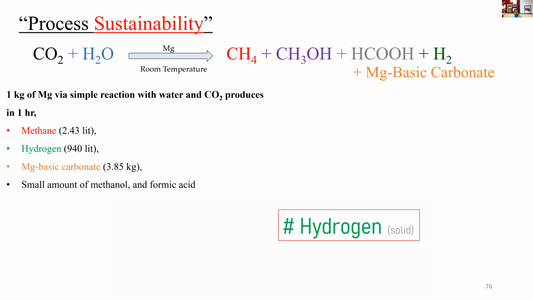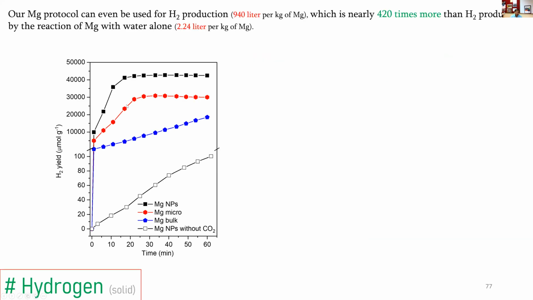In addition to magnesium basic carbonate, you can also think of producing hydrogen using this method. You see here, if I react magnesium with water alone, you get only 2.24 liters of hydrogen per kg of magnesium. However, if I react the magnesium with water in the presence of CO2, I am getting a huge amount of hydrogen, which is 420 times more than the hydrogen produced this way.